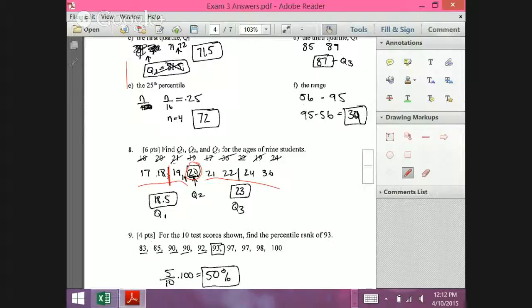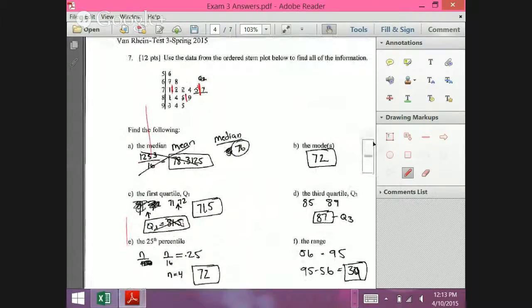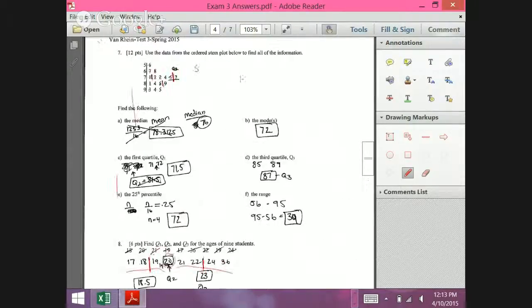Well, see, I got that one right, but on number 7, I completely missed it. So number 7 is just arranged a little differently. So I put this into a stem and leaf plot, so I could give it to you as 56, 67, 68, 71, 72, 72. Right, so that's what I did. Yeah, and there were some people that did that, and then Q1 would be in between 71 and 72.